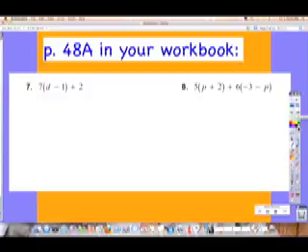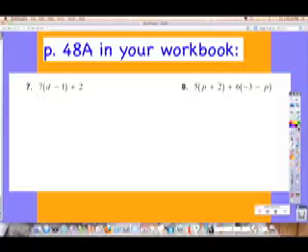Number 7, number 8, guys, do they have an equal sign? No, no equal sign. So what should that tell you as a math student? That should tell you don't worry about inverse operations. Inverse operations are always on one side or the other side or both sides of the equal sign. So since there's no equal sign, we're just going to simplify these. We're going to simplify them.